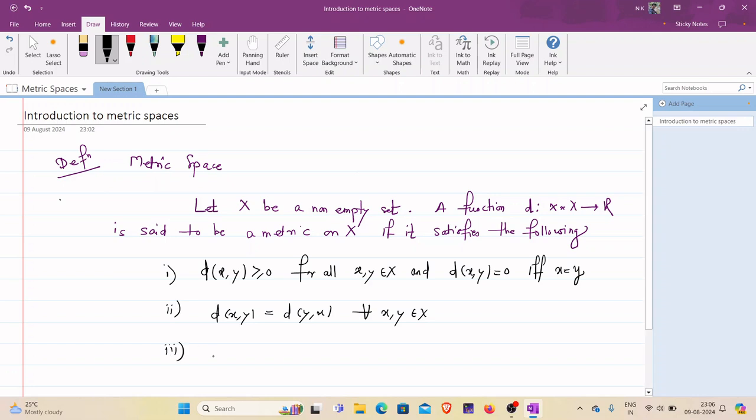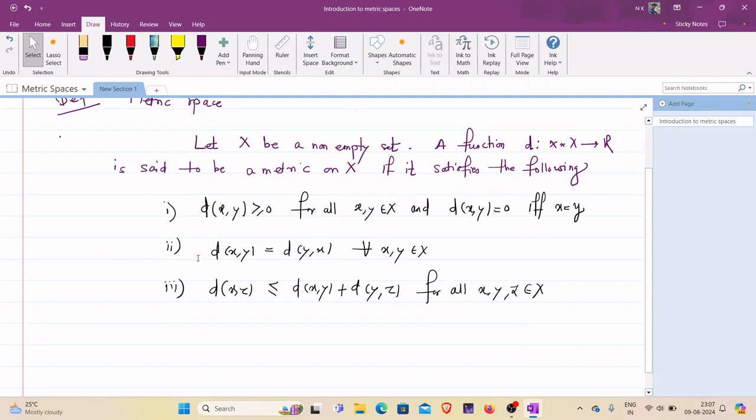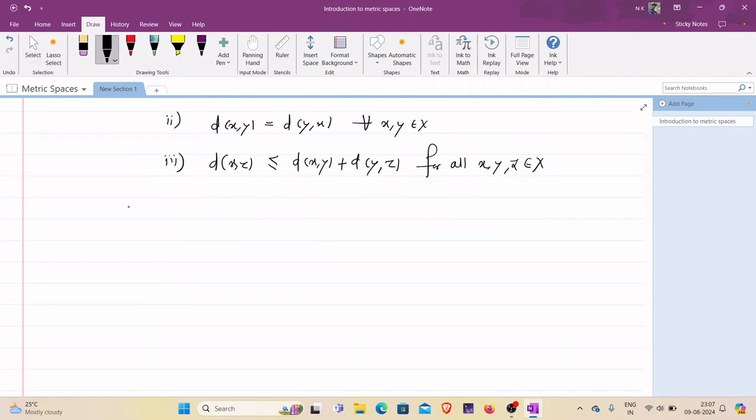Thirdly, d should satisfy the triangle inequality, that is d of x comma z should be less equal d of x comma y plus d of y comma z for all x, y, z belongs to X. In case d satisfies all these conditions, then we call d a metric on X, and then X becomes a metric space.